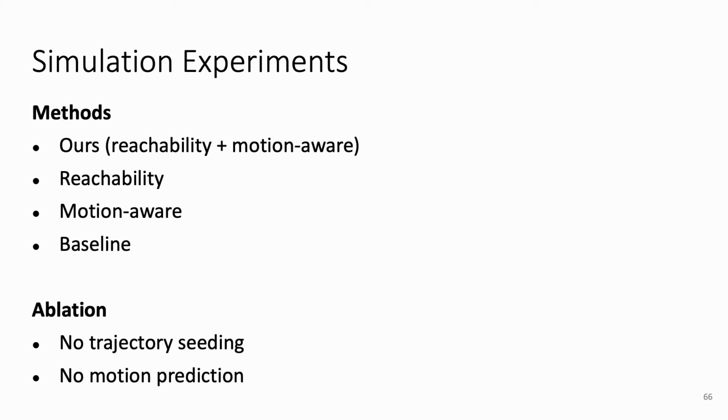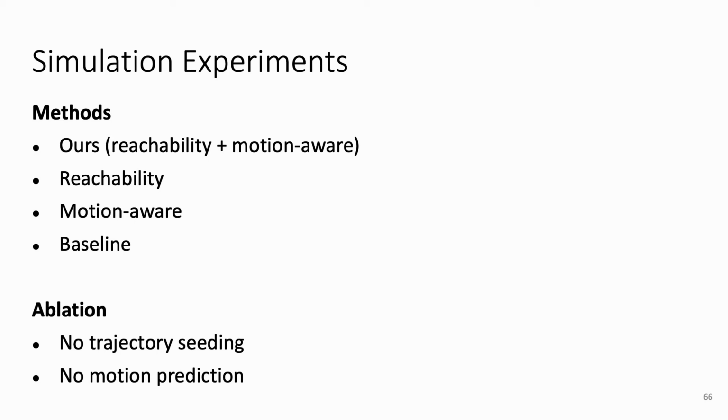The second one, readability, only includes top 10 graphs with top readability values. The third method, motion aware, only includes top 10 graphs with top motion aware qualities. The baseline method randomly picked 10 graphs from the graph database. We also run an ablation study to research the importance of the other components.